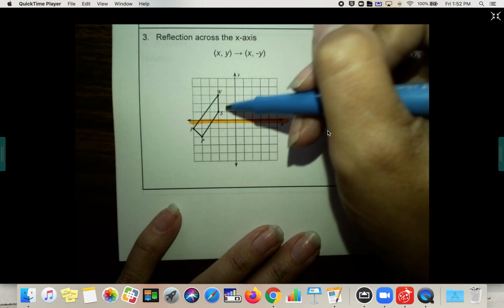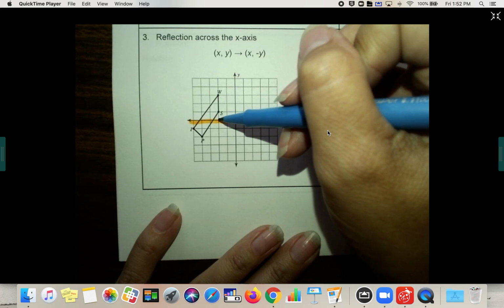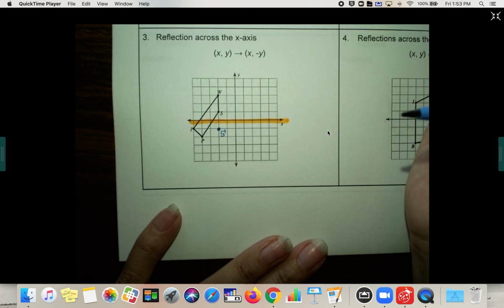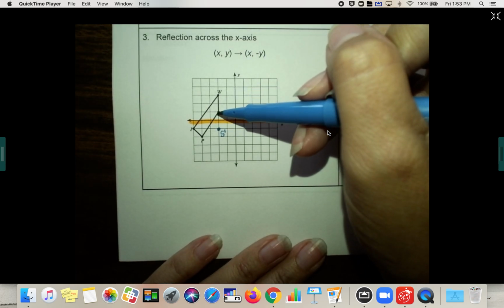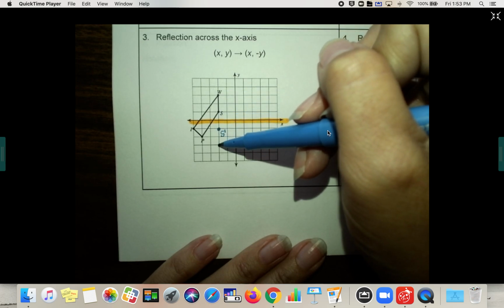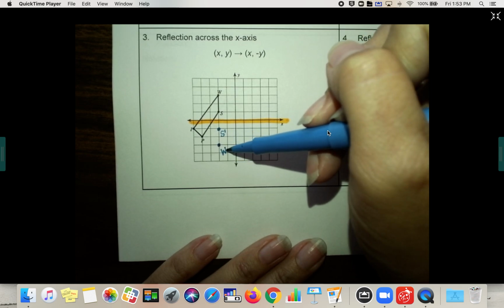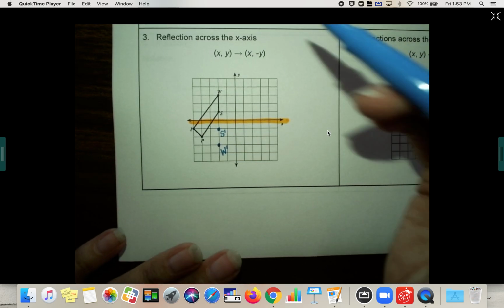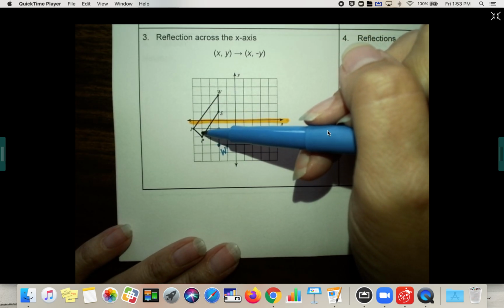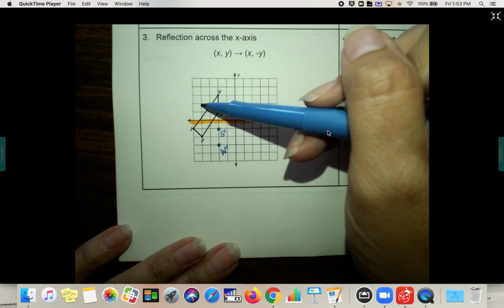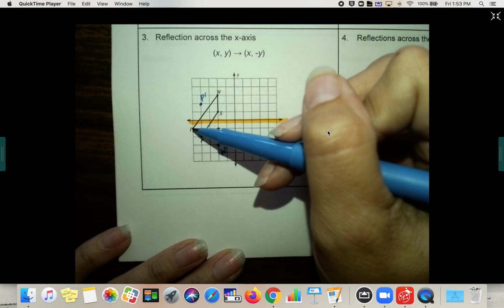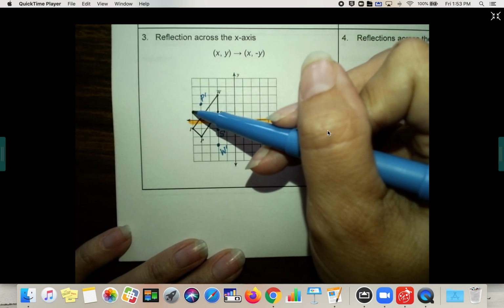So S is one above. So I'm going to put it one below and call it S prime. Okay, W is 1, 2, 3 above this orange line. So I need to put it 1, 2, 3 below it. Don't forget to use prime notation. P is 2 below the line right now. So I need to move it to 2 above the line and call it P prime. And then I is 1 below, so we're going to move it to 1 above.